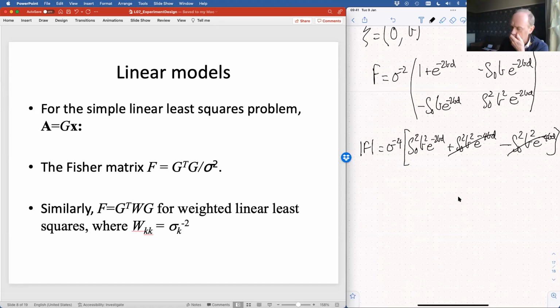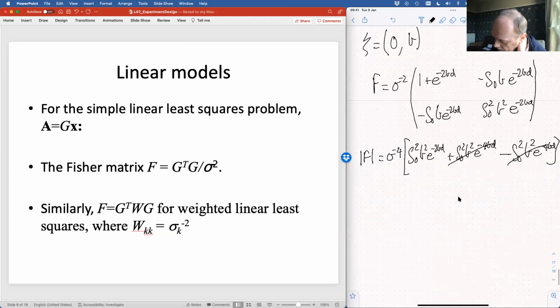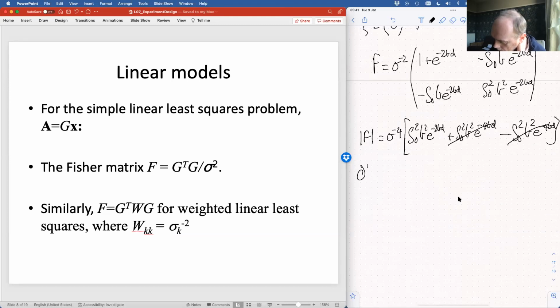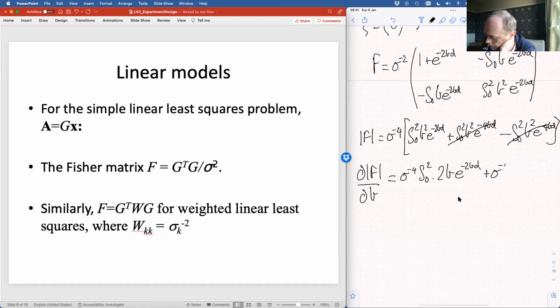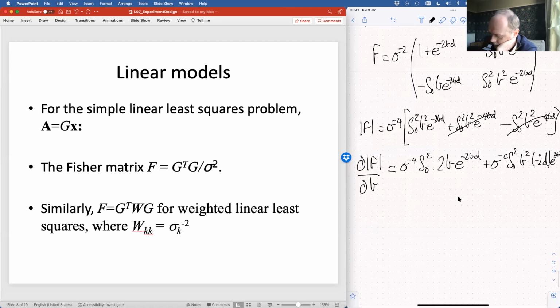And so if I'm looking for a maximum point in this determinant of F, at that maximum point, the derivative of that determinant with respect to the thing I'm trying to optimize, which is b, must be 0. So let's differentiate this with respect to b. I think we end up with sigma to the minus 4, S0 squared, 2b e to the minus 2bD plus b squared times minus 2D, e to the minus 2bD. That, of course, equals 0.